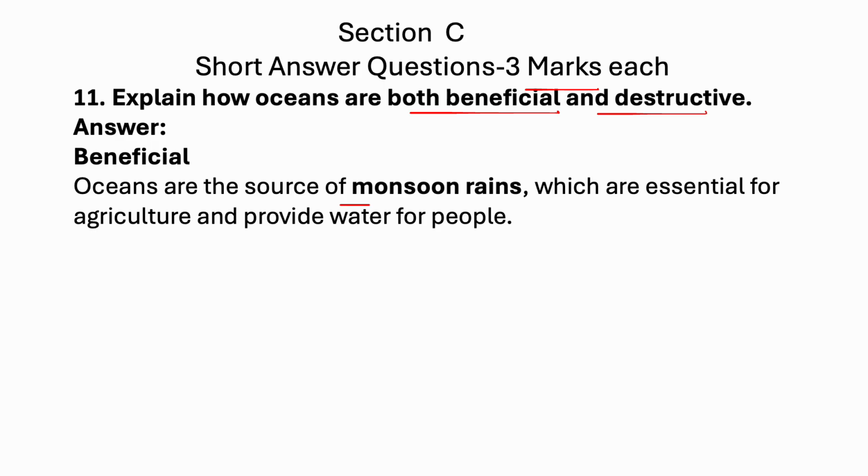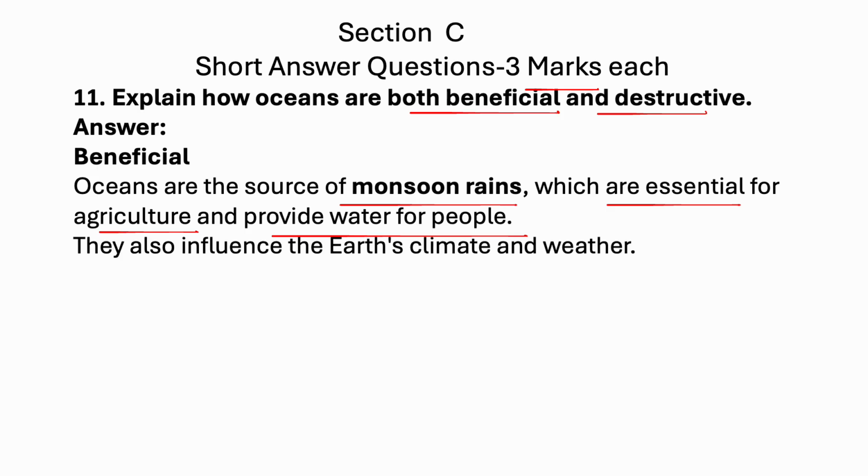Oceans are the source of monsoon rains, which are essential for agriculture and provide water for people. So, oceans bring monsoon rains, which provide water for drinking and farming. Then, they also influence the Earth's climate and weather. These rains are very important for agriculture as crops need water to grow. Then oceans help to control the Earth's climate and weather, making many places suitable for living.